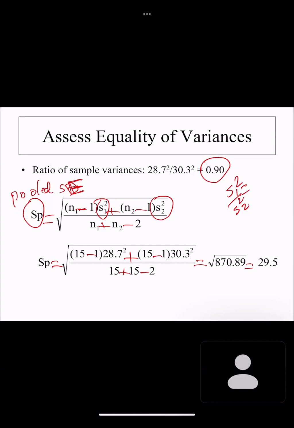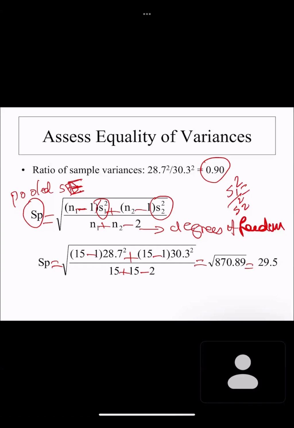So as long as we have those ratios justified or tested for, you use the S_p. The S_p is (n1 minus 1) S1 squared plus (n2 minus 1) S2 squared, over n1 plus n2 minus 2. These are your degrees of freedom. Professor, what if the ratio of sample variances is outside of those two numbers?